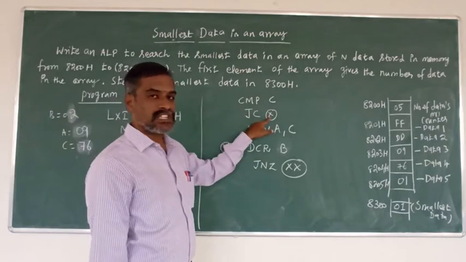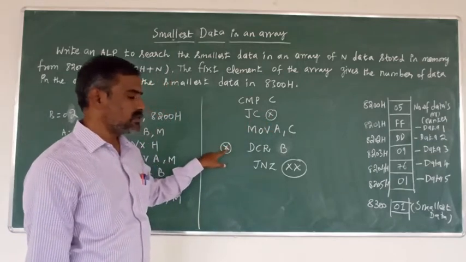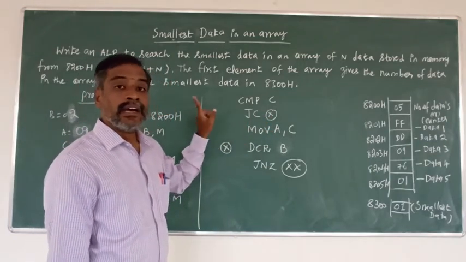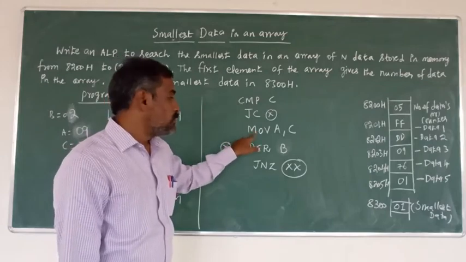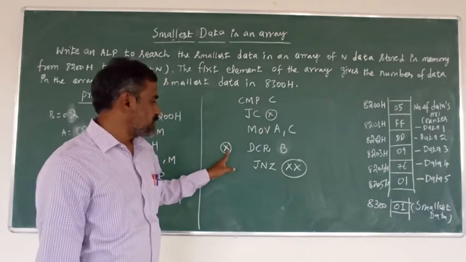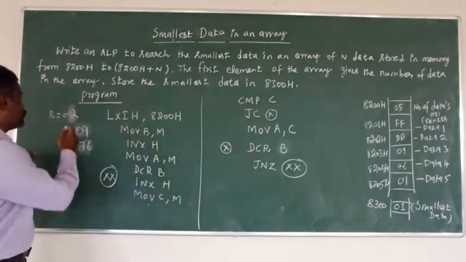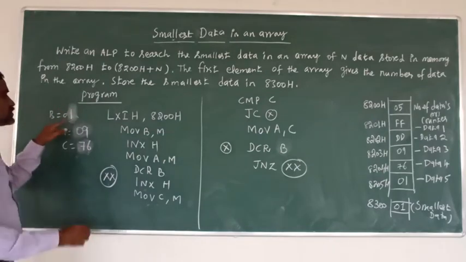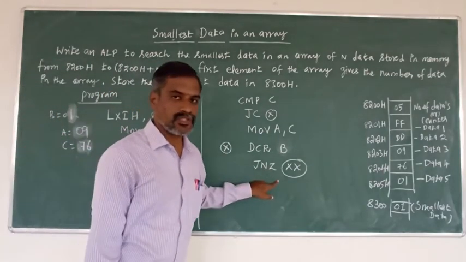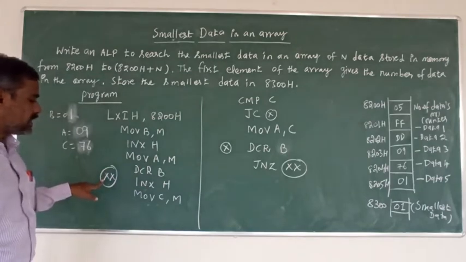Now this condition will be satisfied. Directly jump to here. No need to execute MOV A, C. Now directly jump to here. Decrement B. B equals 01. Now to check whether it is 0 or not. Not 0. Again jump to here.